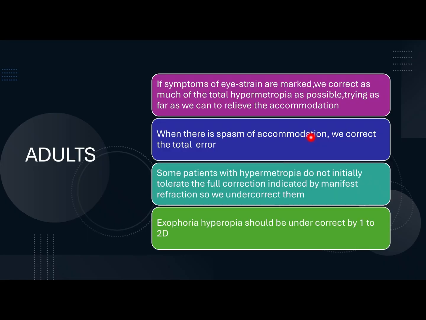Now when it comes to adults, if the symptoms of eye strain are marked, we correct as much of total hypermetropia as possible, trying as far as we can to relieve the accommodation. But when there is a spasm of accommodation, we have to correct the total error. Invariably, some patients with hypermetropia are not able to tolerate full correction. So, like in the case of children, we have to slightly undercorrect them. Likewise, a hypermetropic patient with exophoria should always be undercorrected by at least 1 or 2 diopters.